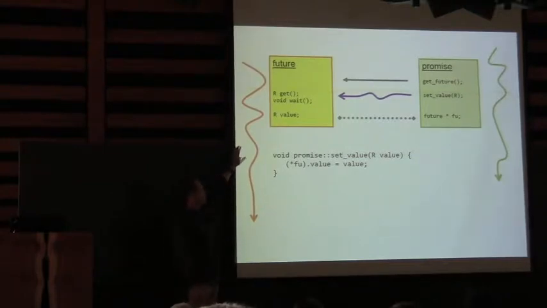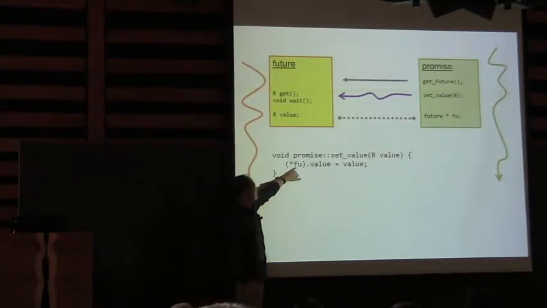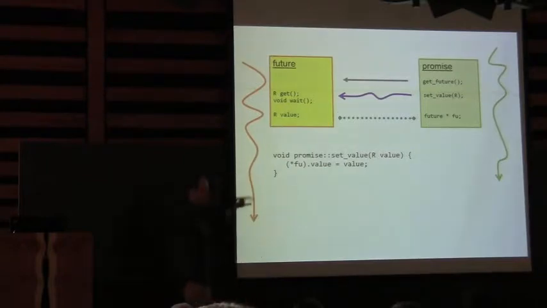The biggest problem I want to point out is: how do you know this pointer is valid? Because we mentioned that future is not copyable, but it's movable.